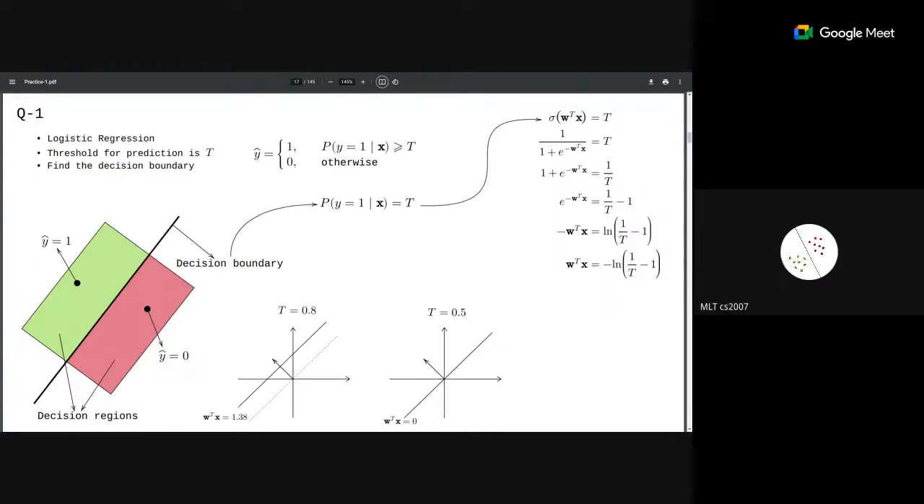Notice what happens. Again, the solid line is the decision boundary. If T is 0.8, this evaluates to W transpose X equal to 1.38. So this shifts here, and if T is equal to 0.2, this shifts here. So practically speaking, what does a high threshold mean? Your threshold is high, what does it mean?